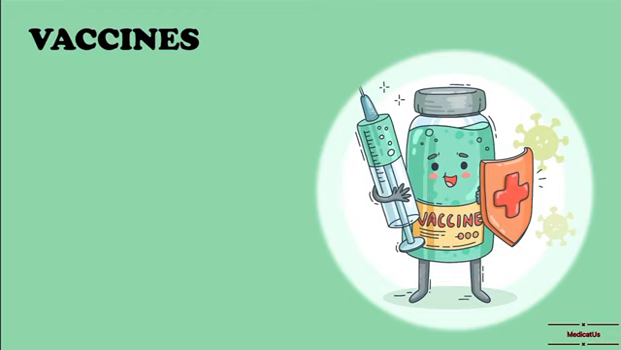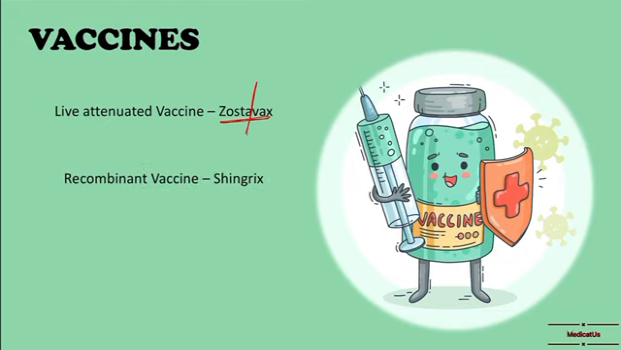Now what are the vaccines of shingles? So we have two vaccines. First is a live attenuated vaccine, that is Zostavax. Out of its name, herpes zoster. So Zosta and Vax, Zostavax. And the second one is a recombinant vaccine called Shingrix, out of shingles.